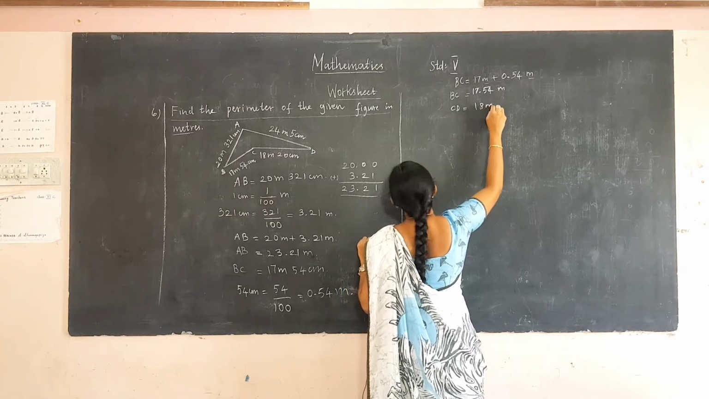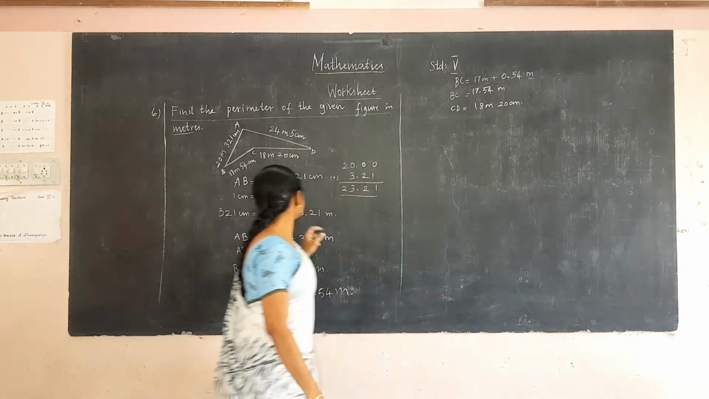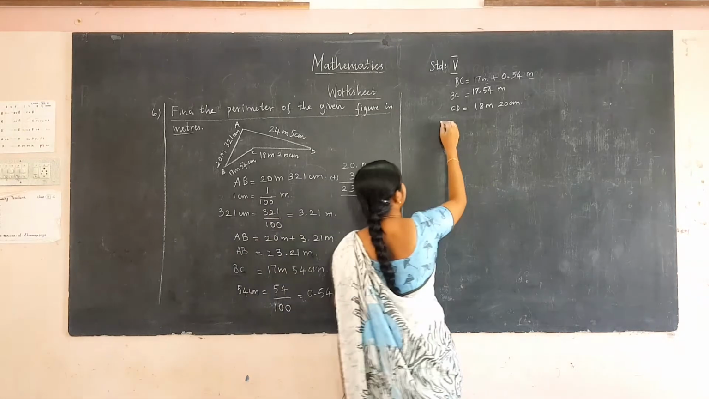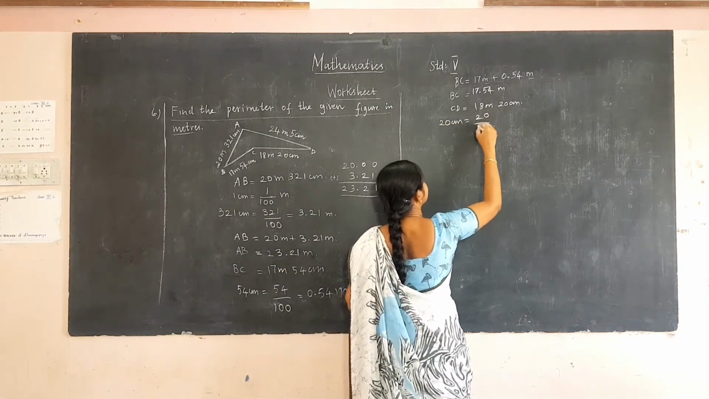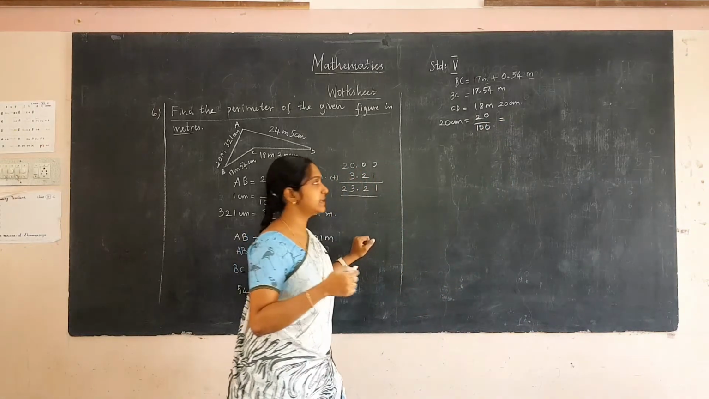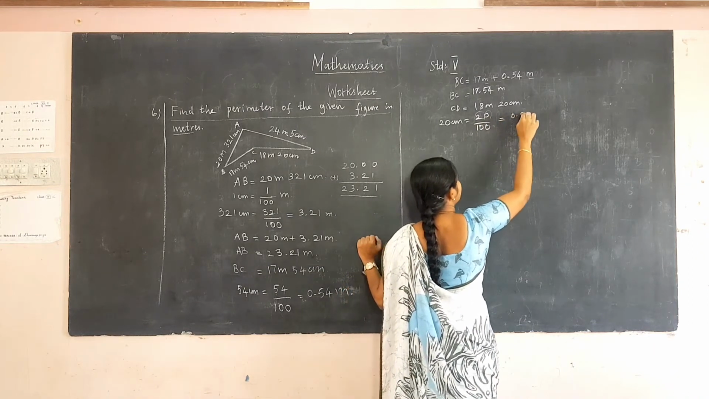18 meter 20 centimeter. We already know 1 centimeter equals 1 divided by 100 meter. Then for 20 centimeter, we have to divide 20 by 100. Keep the decimal point before 2 places, 1 and 2. So it is 0.2 meter.